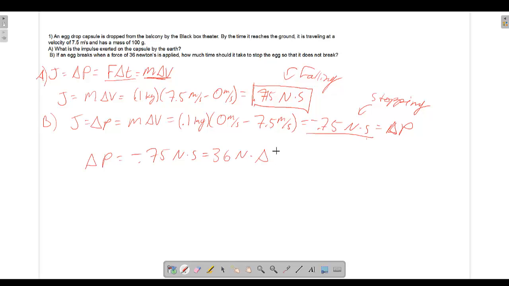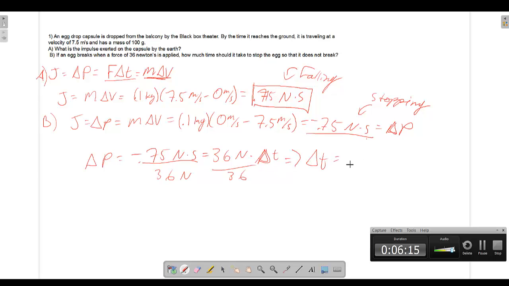And delta T is what we're solving for. So we'll divide both sides by 36. It's going to be a very small time indeed. Notice that if you divide newton seconds divided by newtons, you end up with just seconds. So this is 0.75 newton seconds divided by 36 newtons, which gives us a delta T of about 0.021 seconds. Not very long at all.